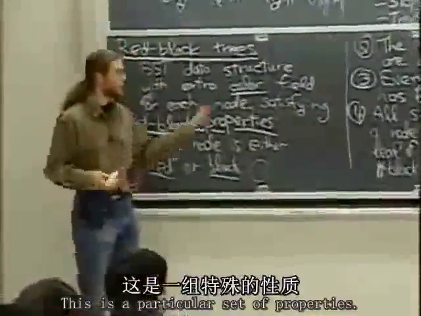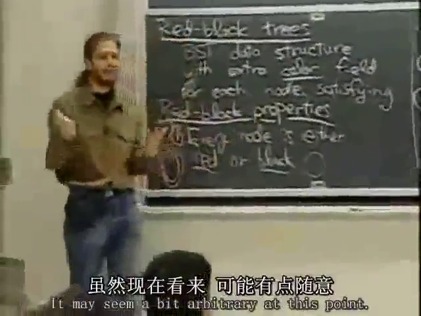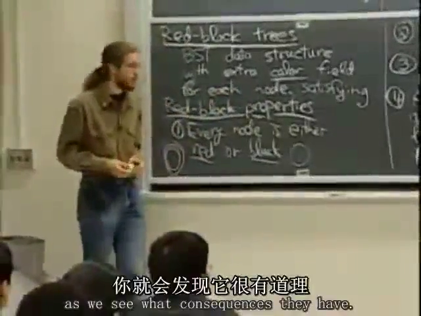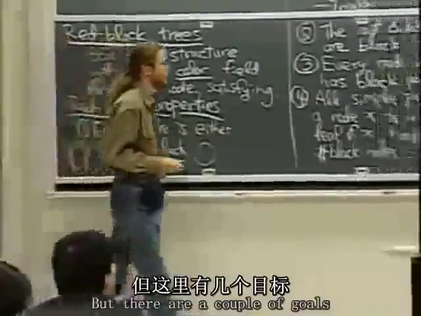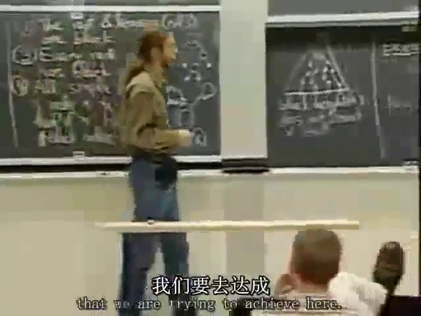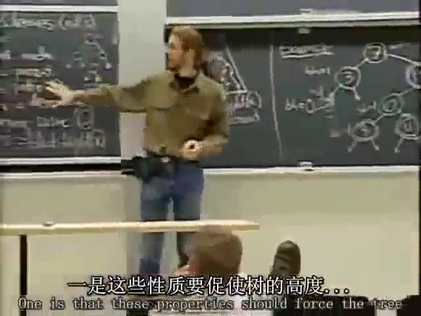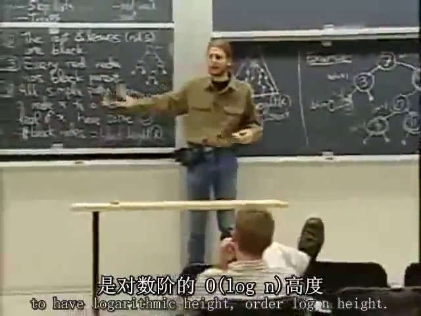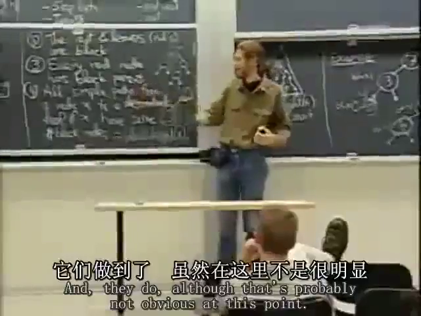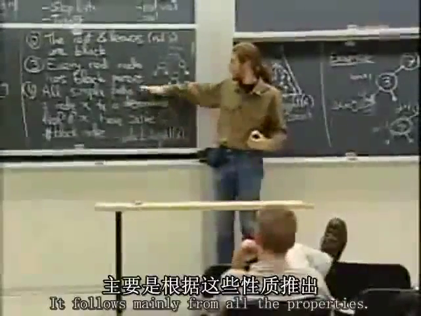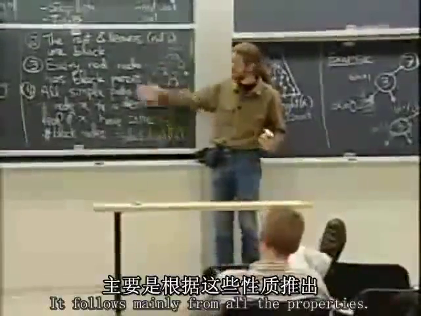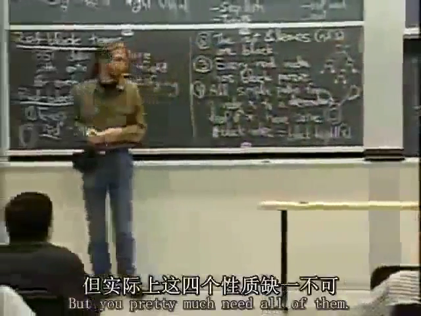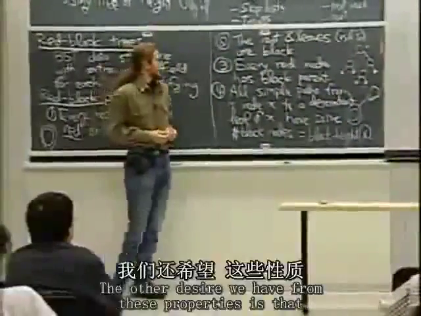This is a particular set of properties that may seem a bit arbitrary at this point. They will make a lot more sense as we see what consequences they have. But there are a couple of goals that we're trying to achieve here. One is that these properties should force the tree to have logarithmic height, order log n height. And they do, although that's probably not obvious at this point. It follows mainly from all the properties. 3 and 4 are the main ones, but you pretty much need all of them.